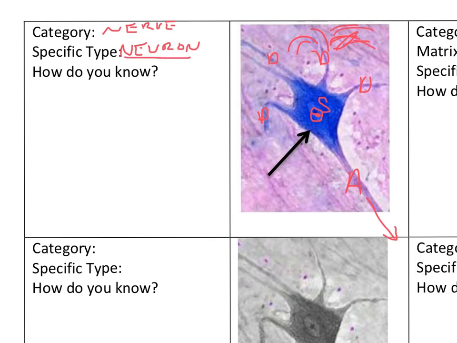So neuron is what this is. And if I had to guess right now, I would say it is unmyelinated. I don't see any evidence of oligodendrocytes or Schwann cells along that axon.